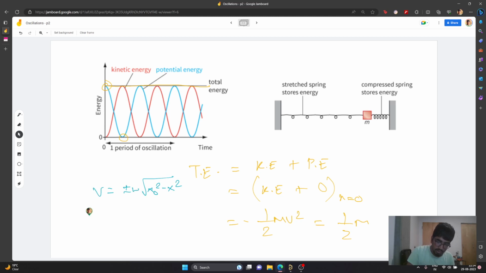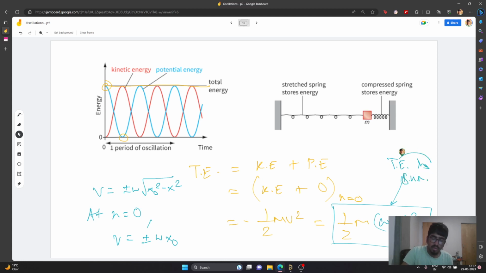So at x equal to 0, we had put the numbers before and we got it as plus 1 plus this. So v square we can find from here is omega x naught whole square. That becomes the total energy in SHM. Total energy in SHM motion.